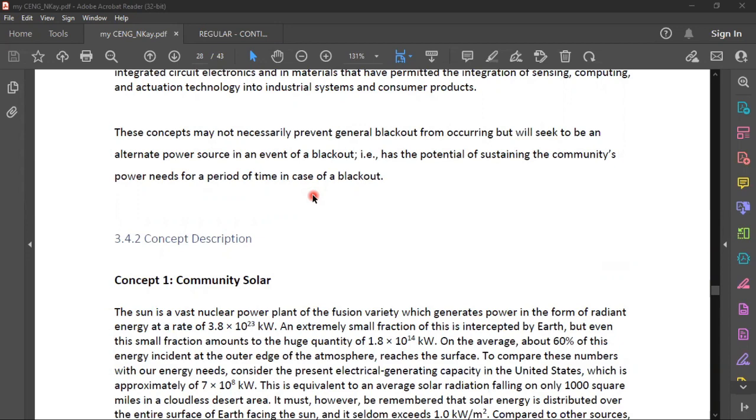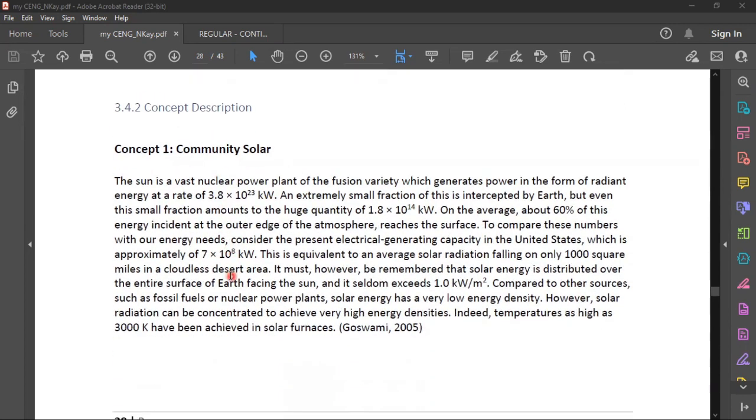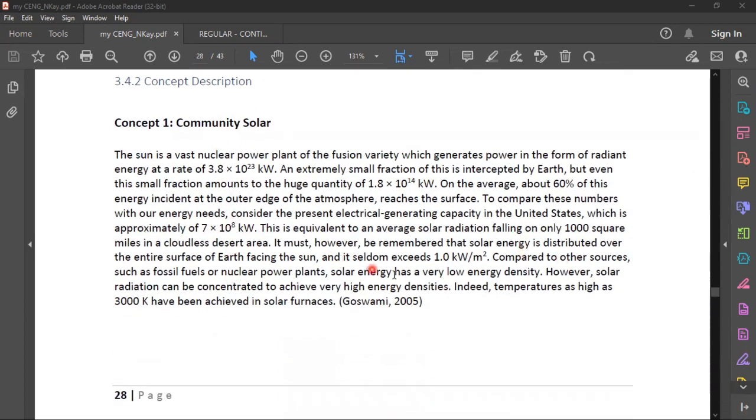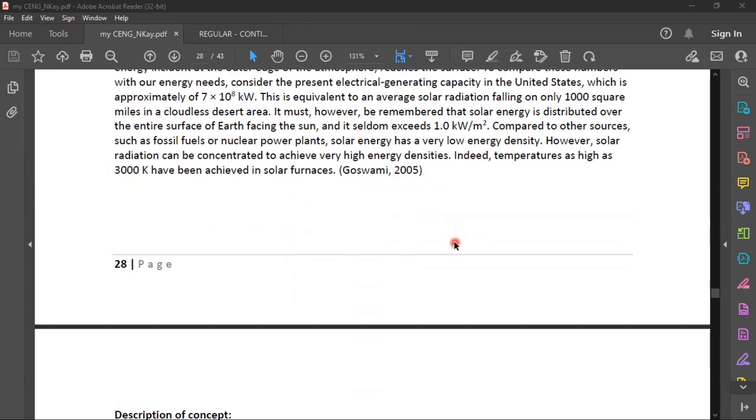So let's look at something. NKay is writing about power outages. The first concept he proposed was community solar. And then he explained it. Do you get it? He did some research about it. So this is just the background of the community solar. He took some information from certain sources and then he placed them in brackets. Did you get it? Very, very good.